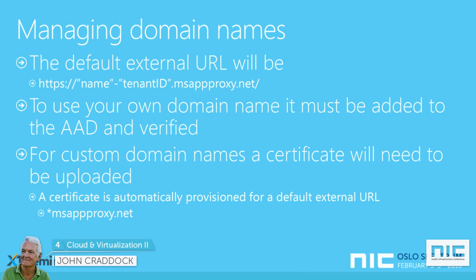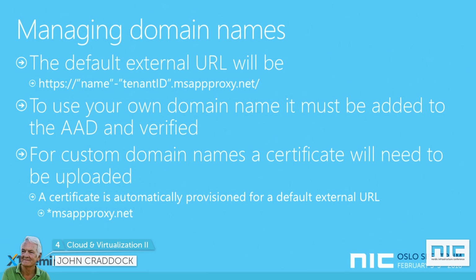In terms of managing domain names, it will create you a default domain name. We specify a name for our proxy object, and it'll use that name dash tenant ID, whatever your tenant ID is. So mine's XTS AD, so XTS AD.msappproxy.net, and that's the default. You can live with that. You can do an HTTPS connection to it. There's automatically a certificate deployed there.